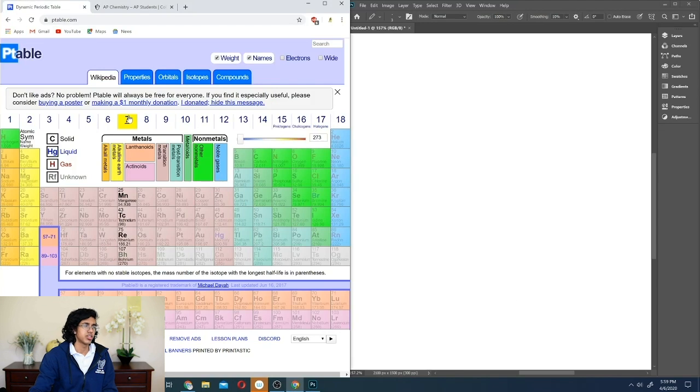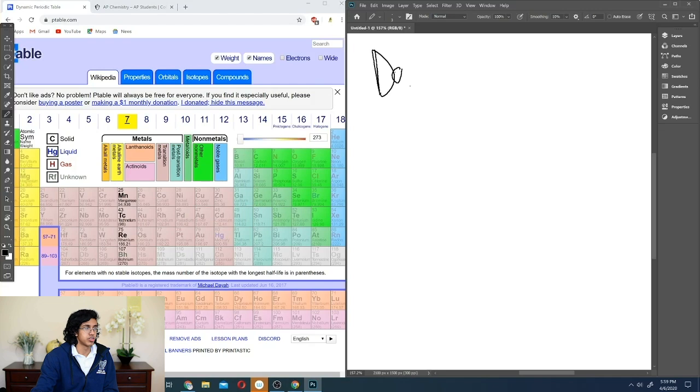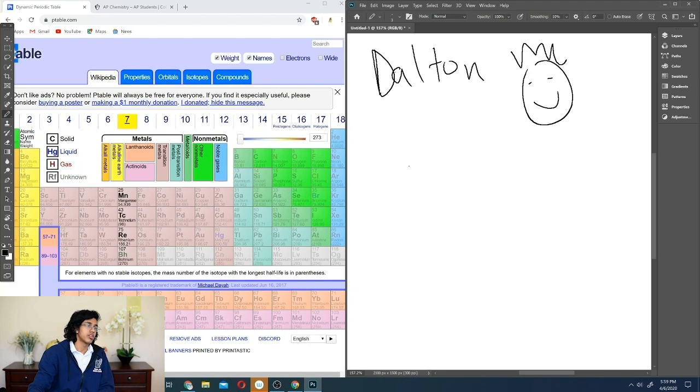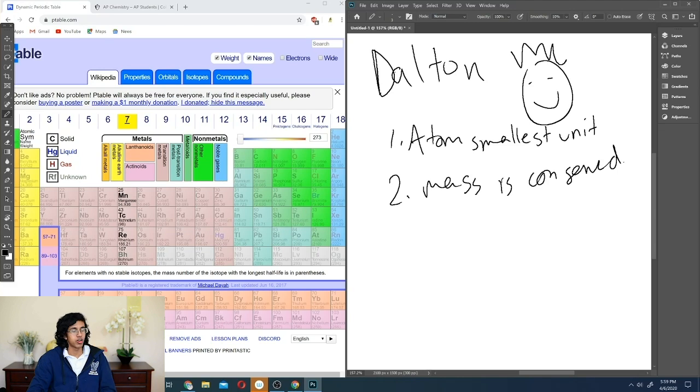Basically what Dalton says, this epic guy, Dalton, he looks kind of like this. The first thing he said is that atoms are the smallest unit of stuff. Then he also said that mass is conserved. This stuff is pretty common sense, maybe not for him, because this is ancient. But yeah, just know this stuff.